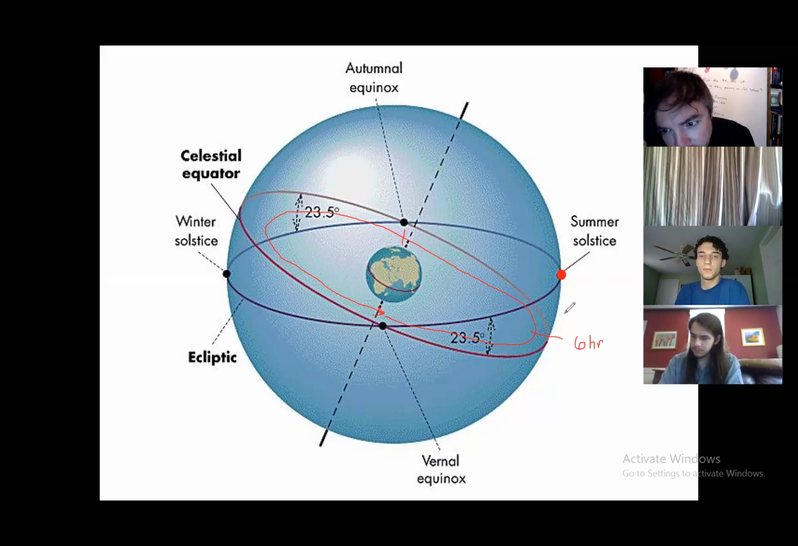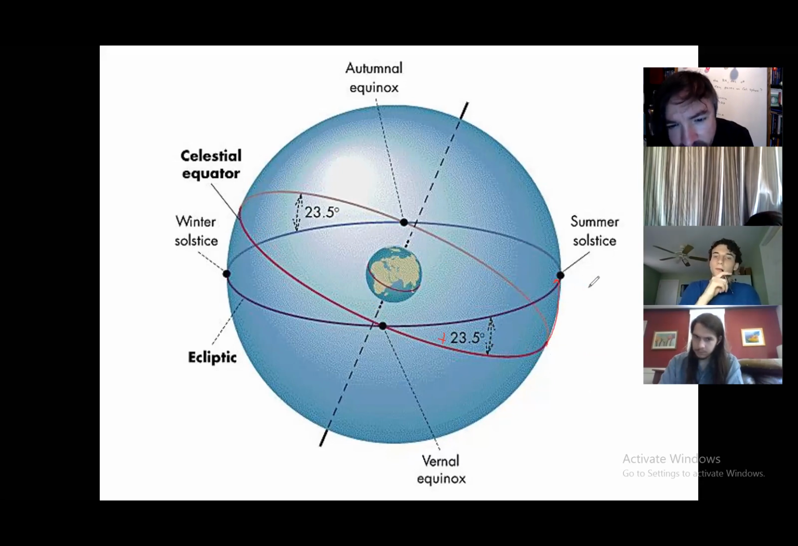That is where I have trouble, because would it be positive? It'd be positive, I know that. I just don't know the rest. 23.5. Yeah, they show you the angle right there. This angle is 23.5 degrees.